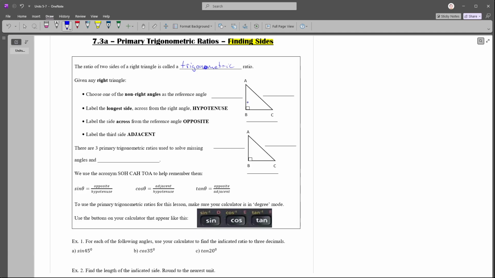First thing we're going to do is choose any angle that is not the right angle. So let's say, for example, we choose angle A. Okay, this is going to be what we call our reference angle. Everything is going to be referenced based on this angle. Now, what we're going to do is label all of our sides relative to that angle A.